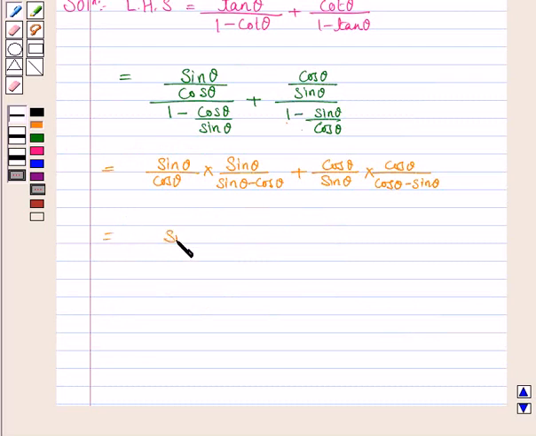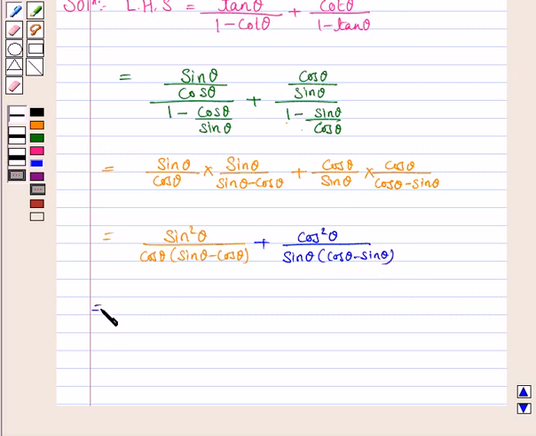So this is equal to sin square theta upon cos theta into sin theta minus cos theta, plus cos square theta upon sin theta into cos theta minus sin theta. This is again equal to sin square theta upon cos theta into sin theta minus cos theta minus, here we take minus common, so we have cos square theta upon sin theta into sin theta minus cos theta.